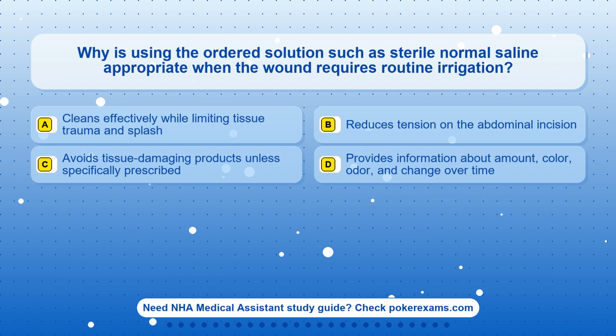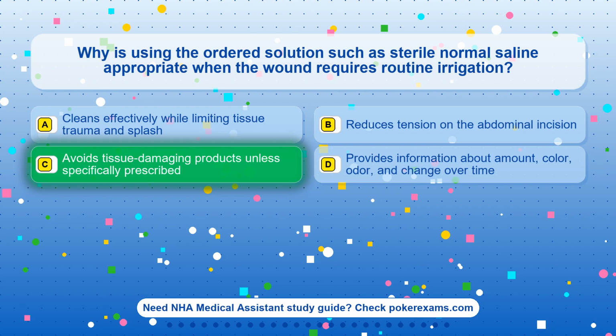Question 22. Why is using the ordered solution such as sterile normal saline appropriate when the wound requires routine irrigation? Option A. Cleans effectively while limiting tissue trauma and splash. Option B. Reduces tension on the abdominal incision. Option C. Avoids tissue-damaging products unless specifically prescribed. Option D. Provides information about amount, color, odor, and change over time.